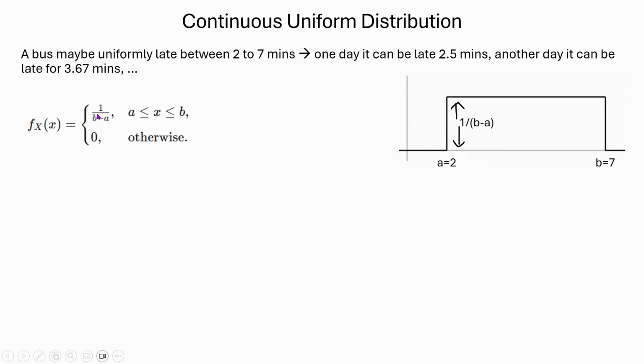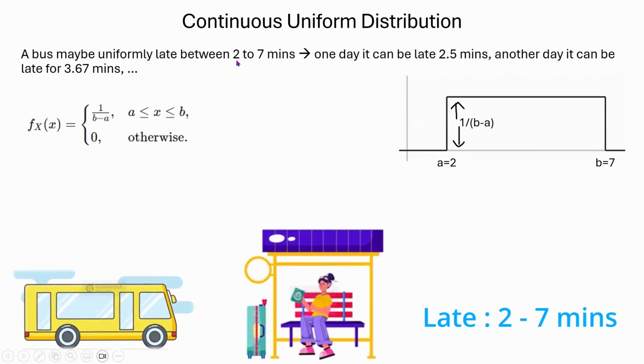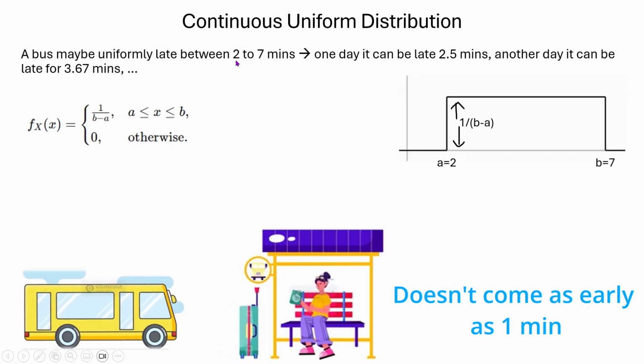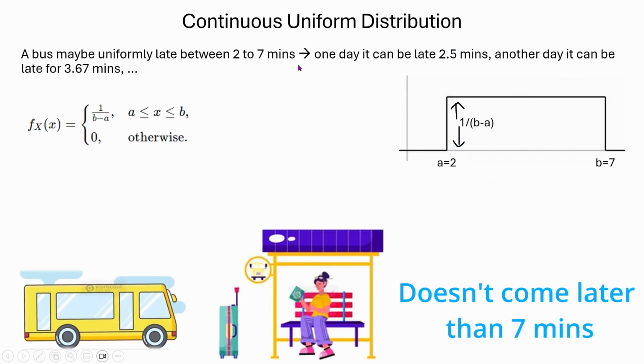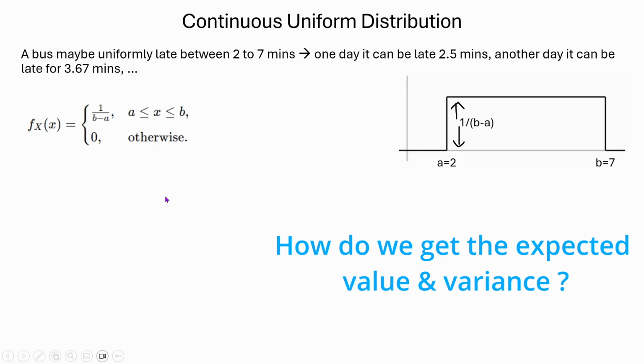So this is the probability distribution function to be exact. It is going to be 1 by b minus a if x falls within a to b, and 0 otherwise. That means outside of a and outside of b, it is 0 because the bus is late only between 2 to 7 minutes. It doesn't come as early as 1 minute. It doesn't come later than 7 minutes. That's it. So how exactly are we going to get the expected value and the variance?